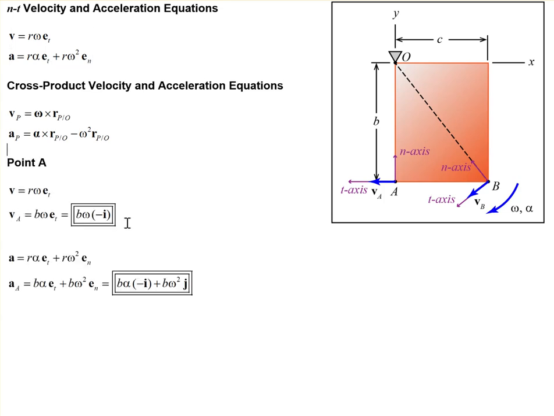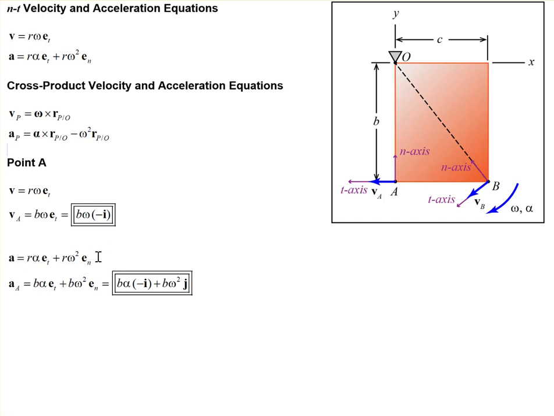All right, point A. We know the velocity is r omega in the t direction. So we apply that at point A. The distance between the fixed point and point A is b. And we know that the t direction is really the minus i direction. So we just substitute that in.